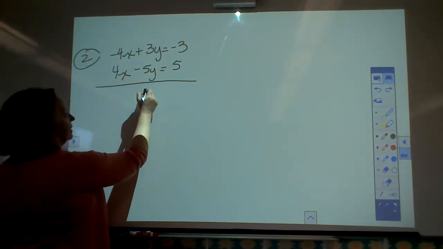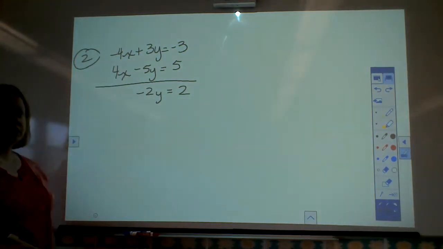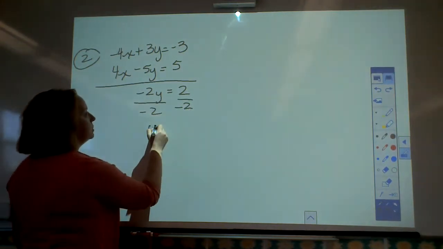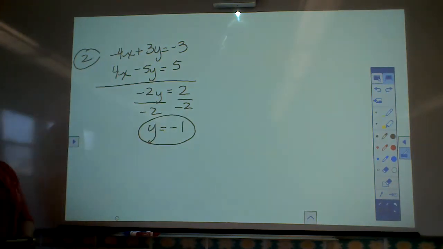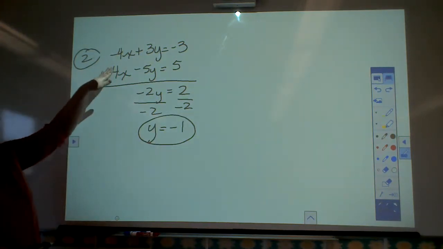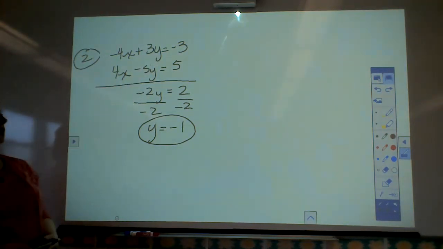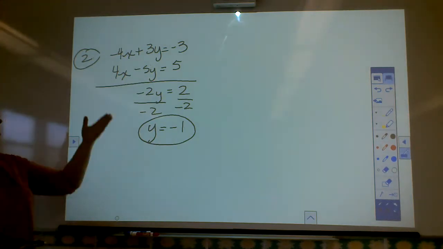3 minus 5 is a negative 2y, and that's equal to 2, and so we're just going to divide. And so y equals a negative 1. So again, all we did was just add our x's, they canceled, combined the y terms and got a negative 2, divided, and now we have y. So then we just choose either one.